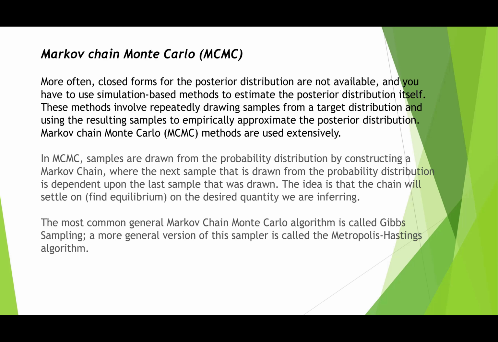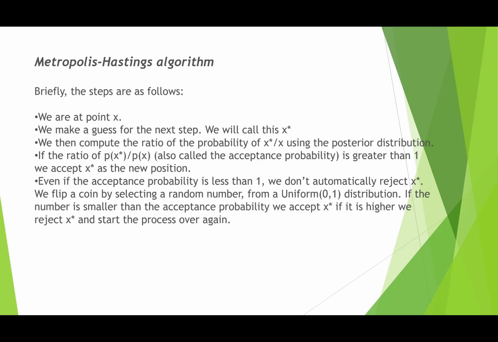The most common MCMC method is called Gibbs sampling, and a general version of this sampler is called the Metropolis-Hastings algorithm. So what is the Metropolis-Hastings algorithm? Briefly, the steps are as follows. We are at point X, say, in the range of posterior distribution values.